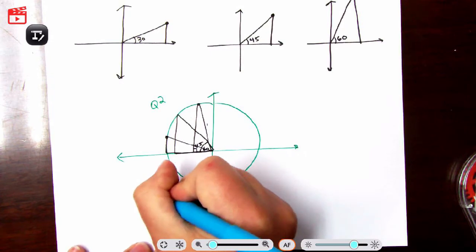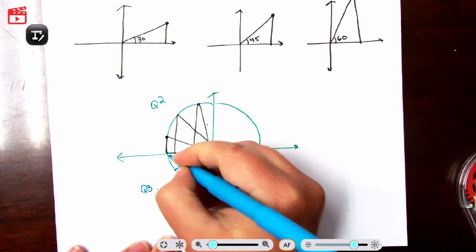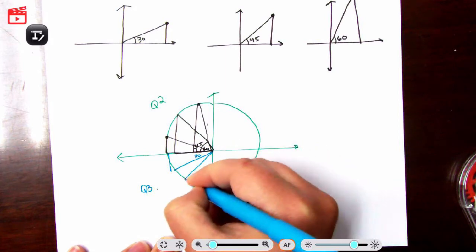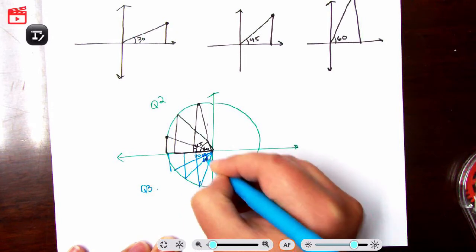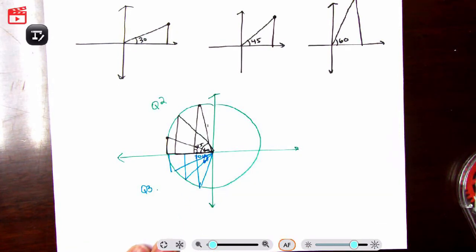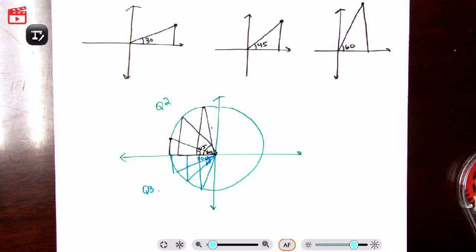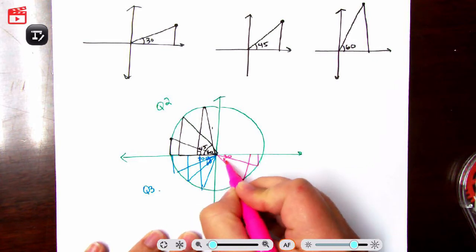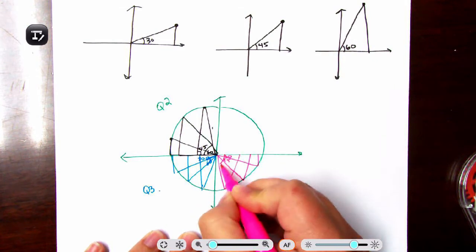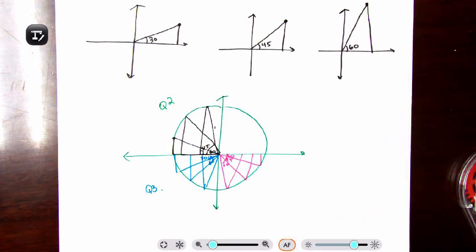In quadrant 3, we can have our 30 degrees. We can have our 45 degrees. We can have our 60-degree triangle. And just to make it all connect, in quadrant 4, here's your 30, here's your 45, and here's your 60 degrees. So you have all of these triangles, all 3 triangles in every single quadrant. And what's really cool with that is you can have a different measurement, however, have the same triangle values.